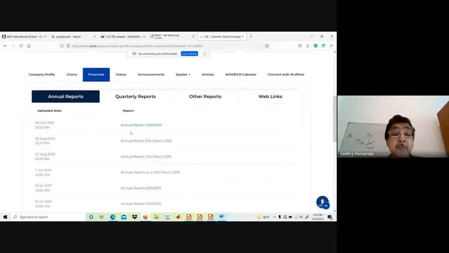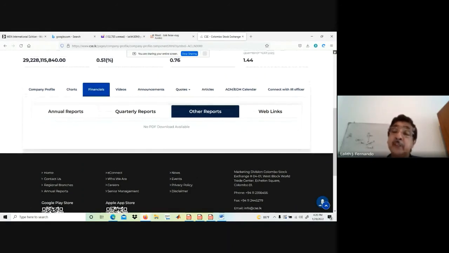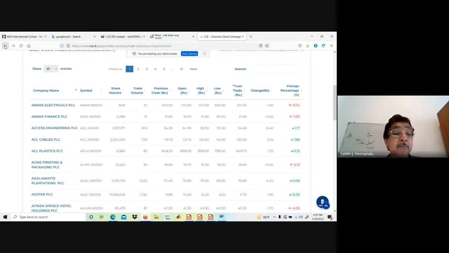Right. This annual report can be taken. It can be downloaded even. When you say other reports, no PDF download here. So likewise, there can be several restrictions if you log in the normal way. But anyway, I think that particular information is sufficient for our purposes. Right. Now we can see any other company.